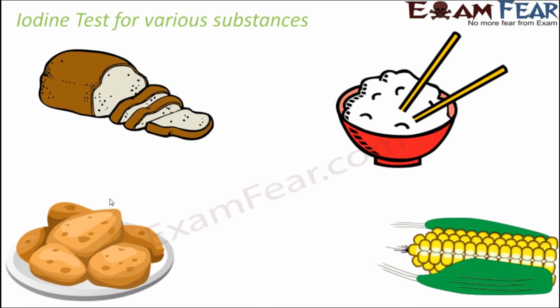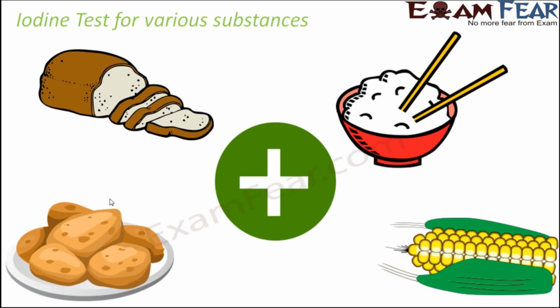Now if you take other substances like bread, rice, maize or potato, for all of them we see that the iodine test comes out positive. That is, for all of them, when you add a few drops of iodine, you can see a bluish black color on the food item.